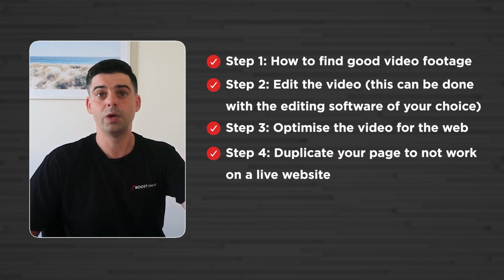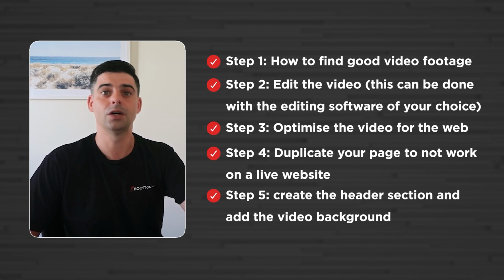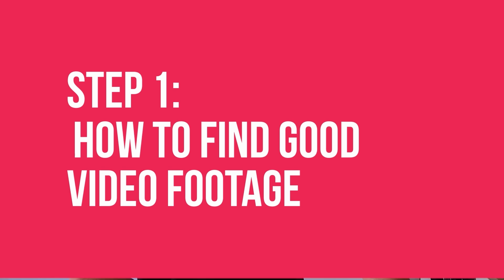Step 4, we'll duplicate our page on our website to make sure that we are not working on a page that is already published. Step 5, we will create our header and we will add our video background. If you already have some good marketing video, I'm pretty sure that you will be able to extract a few footage from them in order to create your background video on your website.